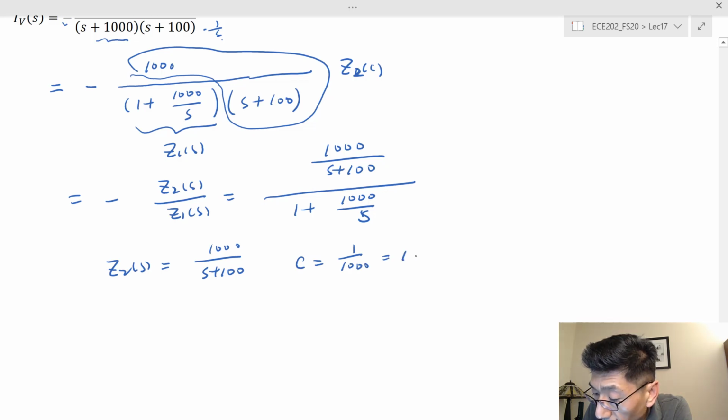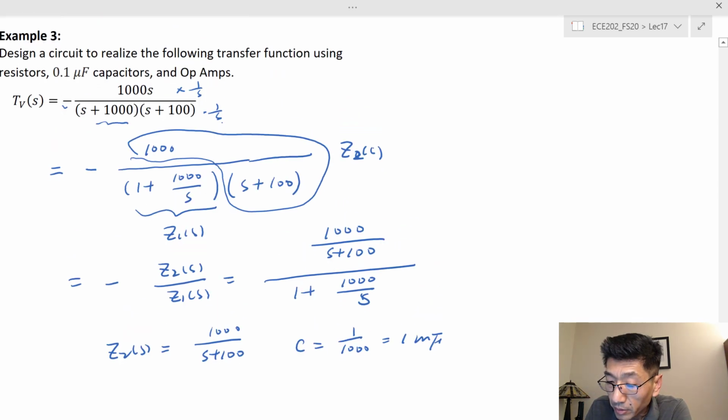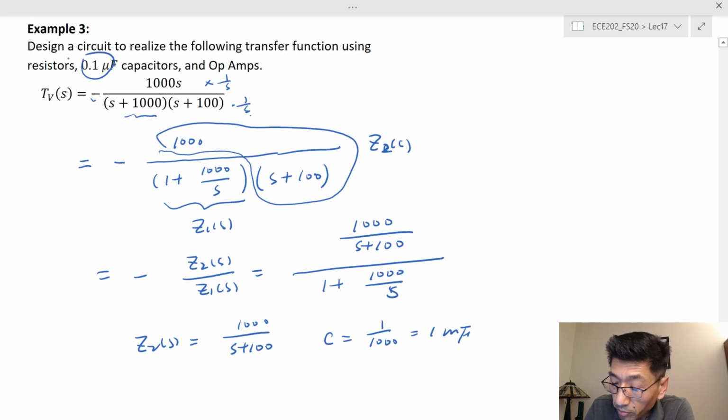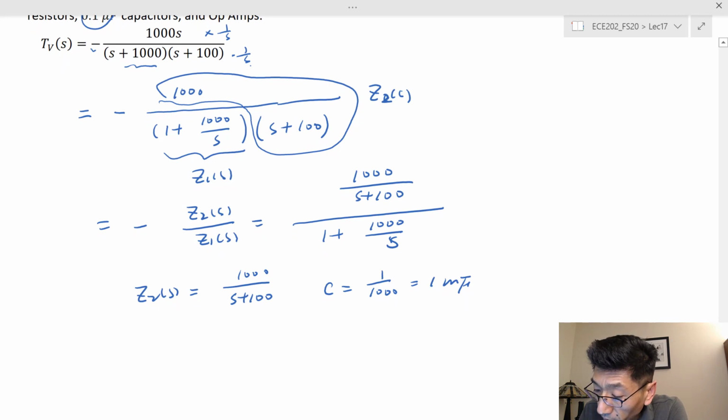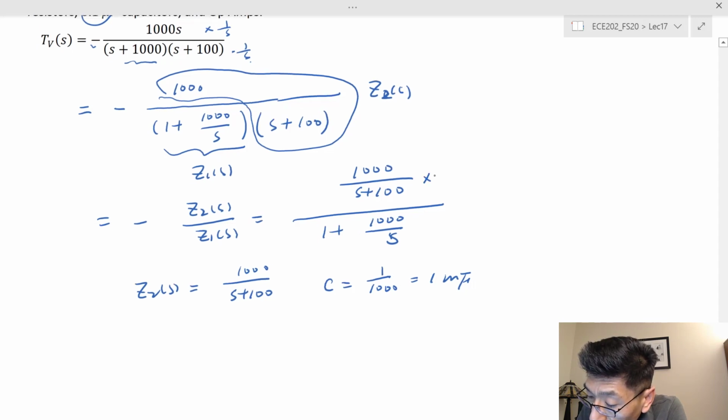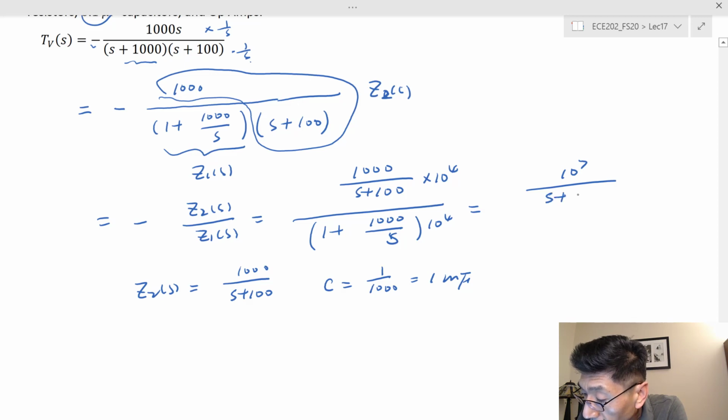Again here, that's 1 millifarad. That doesn't meet the requirement. We want to use only very small capacitors. So we need to do something. We need to scale things up, right? So what we do is we multiply this by 10 to the power 4th. We multiply by 10 to the power 4th. So in this case, I got 10 to the power 7th over S plus 100. Now I have 10 to the power 4th plus 10 to the power 7th over S.